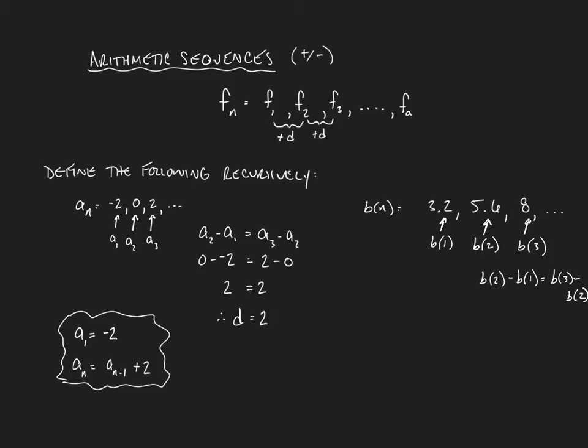And if it is, then it's arithmetic and I'll have found my common difference. So my second term is 5.6 and my first term is 3.2. And when I subtract those, I get 2.4. All right, my third term is 8 and my second term is 5.6. And when I subtract those, I get 2.4. So it is an arithmetic sequence because there is a common difference.